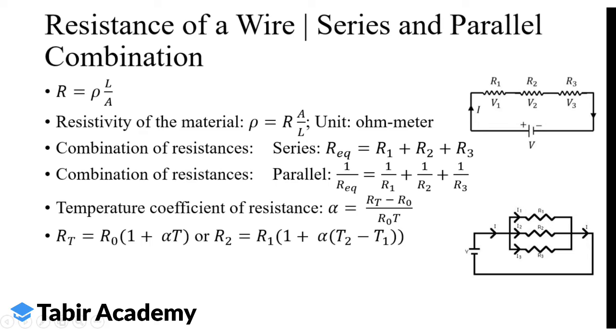In such a scenario, we have to use this second formula, which is that R2 equals R1 times (1 plus alpha times (T2 minus T1)), where R2 is the resistance at temperature T2 and R1 is the resistance at temperature T1. So let's say the values T2, T1 and R1 are given, you can easily calculate the value of R2 by using this formula. So by using this formula we can calculate the value of resistance at any temperature of a given material, provided that reference temperature values as well as the reference resistance values at those temperatures are given to you.